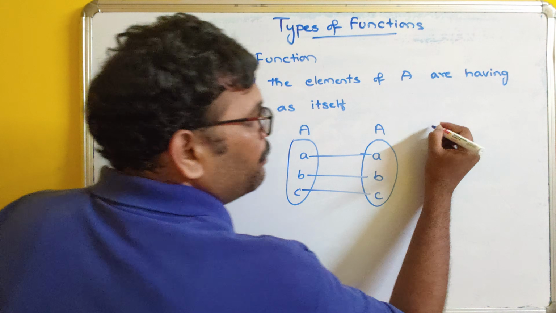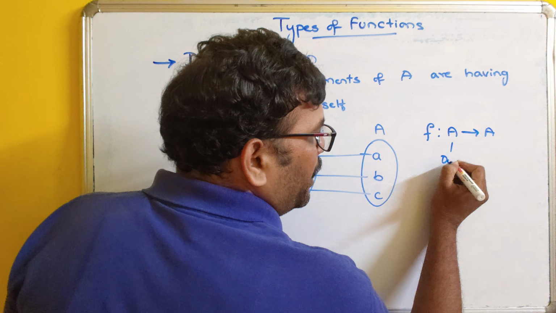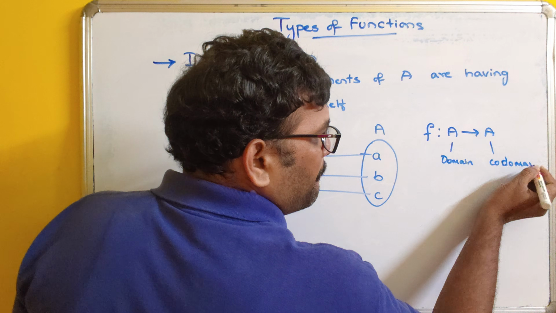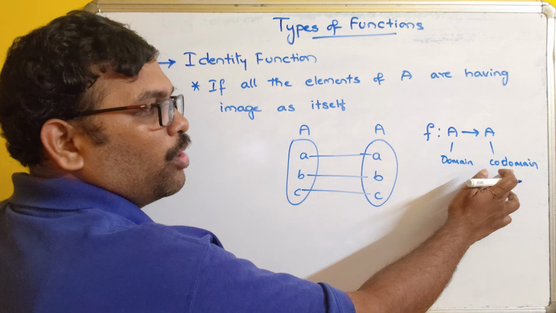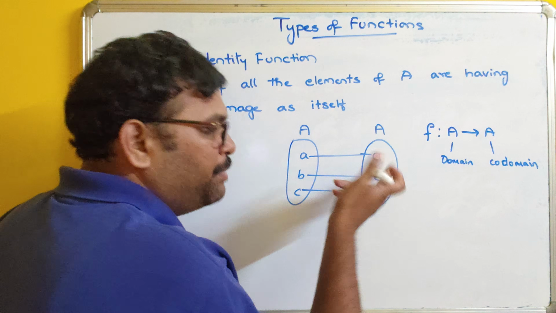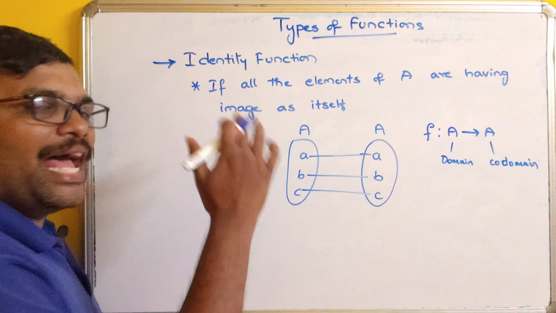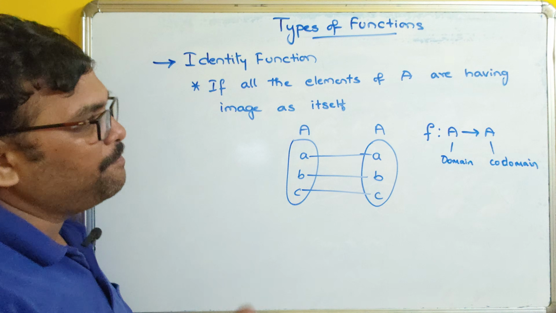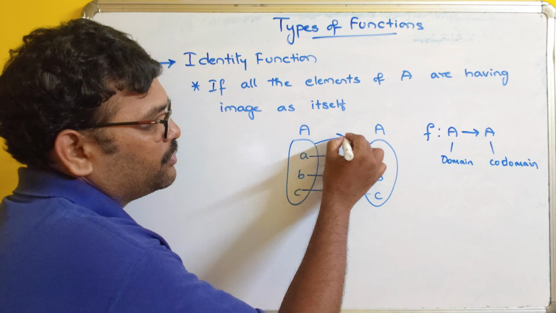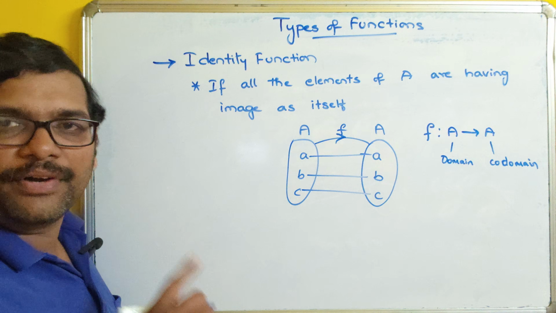So this will be considered as F: A to A, and this we are calling the domain, and this we are calling the codomain, and whatever elements are in this particular codomain are called images. So A is having an image A, B is having an image B, C is having an image C. So all the elements of A are having the image as itself. It's called an identity function. Simple thing, right? So here we have to draw the function like this. We have to represent this one. Okay, so this is the identity function.